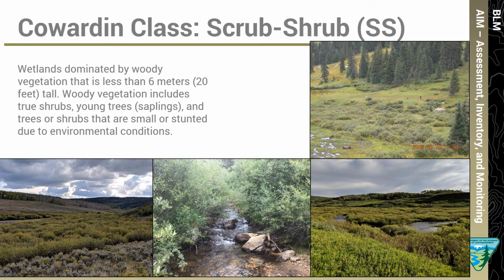The scrub-shrub class is for wetlands dominated by woody vegetation that is less than 6 meters or 20 feet tall. Woody vegetation includes true shrubs, young trees or saplings, and trees or shrubs that are small or stunted due to environmental conditions. This class is also very common for riparian and wetland AIM monitoring plots.